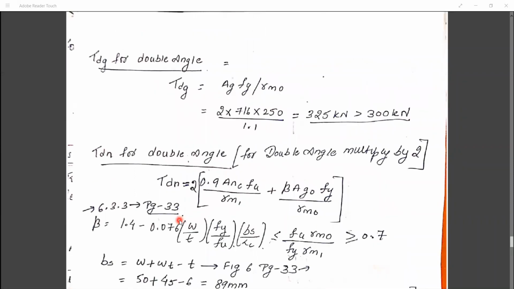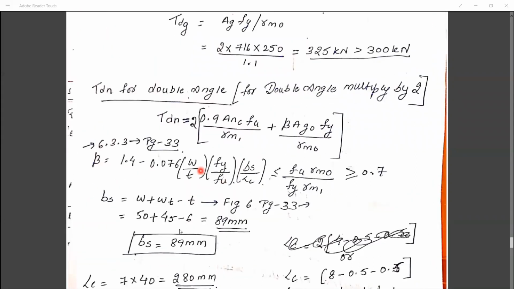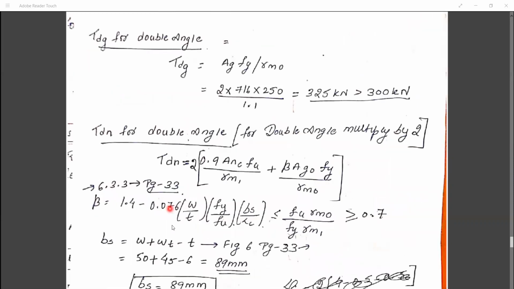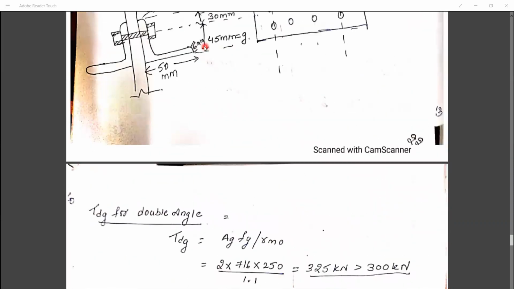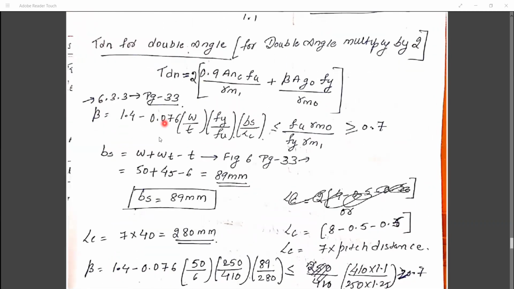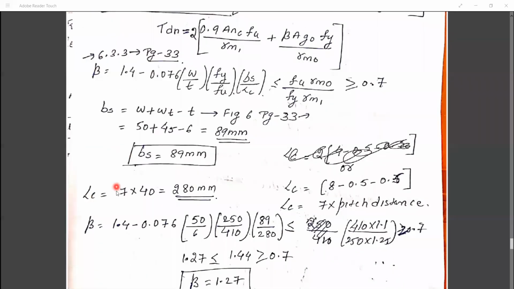From 50 you got from this angle, this section. See, this is 50 mm. This is gauge distance 45 mm, and this is minus 6 mm. 6 mm is nothing but your thickness. 50 plus 45 minus 6. So this is your BS. So now how you will calculate LC means LC can be calculated.